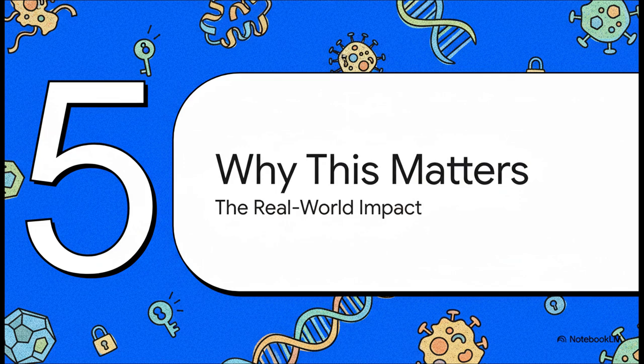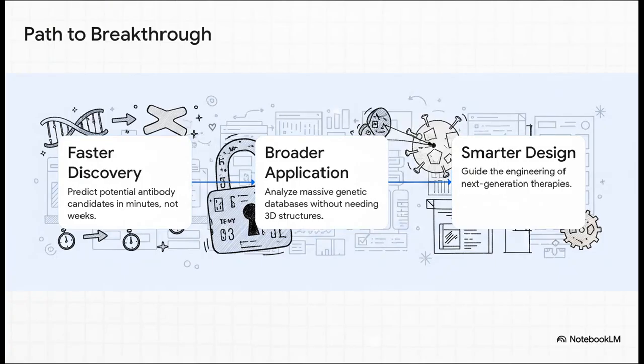Okay, so the tech is seriously impressive, we get that, but what does this actually mean for you and me, for the real world? What's the so what here? Well, this is where it gets really, really exciting. Having a tool like ParaDeep puts the entire drug discovery process on fast forward. It means we can vet potential antibody ideas in minutes instead of waiting weeks. It means we can scan these enormous genetic databases for hidden gems without needing a single slow, expensive 3D model. And what that all leads to is scientists being able to more intelligently design the next wave of therapies for everything from cancer to whatever new virus is on the horizon.